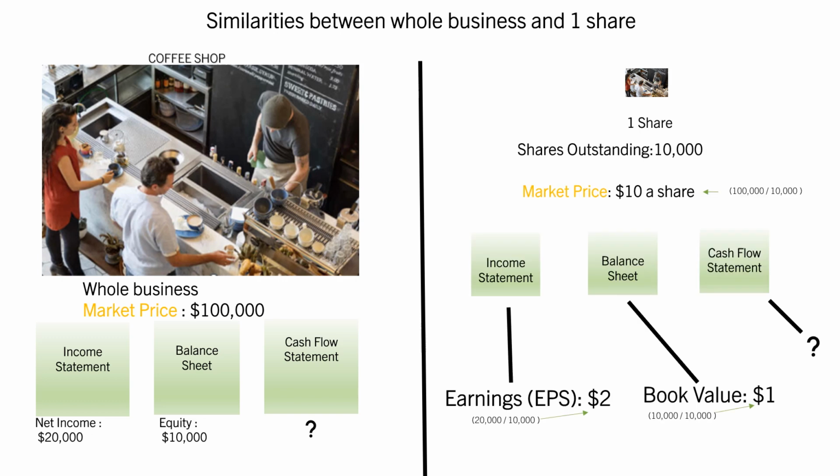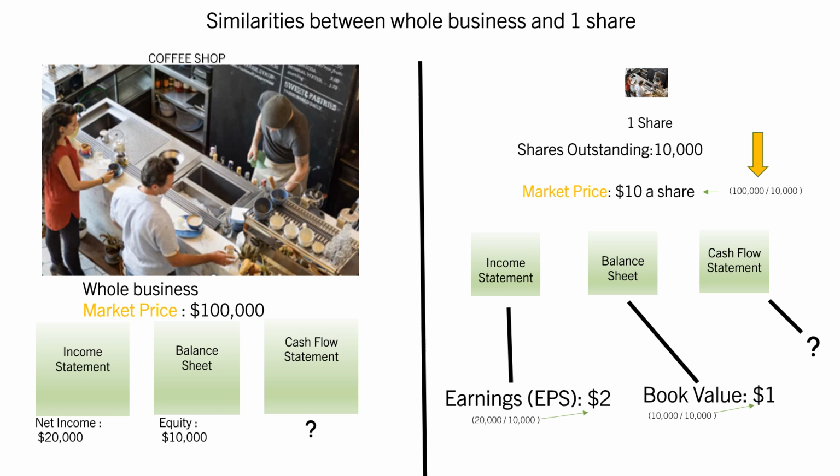Okay, so here we are. You can see on the screen that we have one share and then we have the total number of shares outstanding, which is 10,000. So we know our market price is $10 a share because we just took $100,000 and divided it by 10,000 outstanding shares.